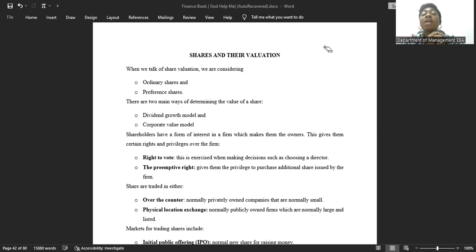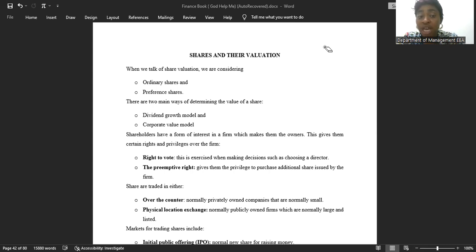Okay, so today the topic we are going to deal with is share valuation. Before we talk of share valuation, let's understand what a share is. A share is something that gives you ownership right, or interest, in a firm.